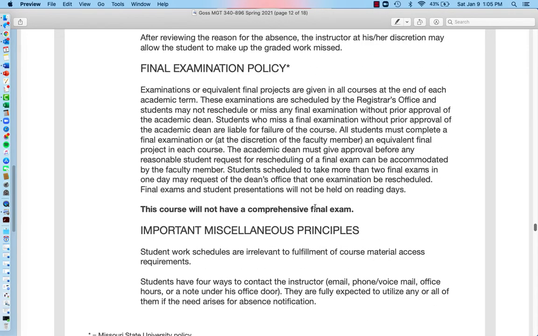For final examination policy, I mentioned we're going to use that last week as a contingency week. We don't have a comprehensive final in here.